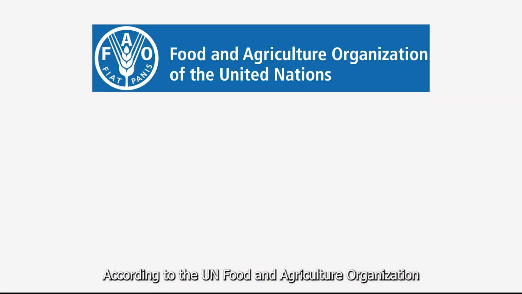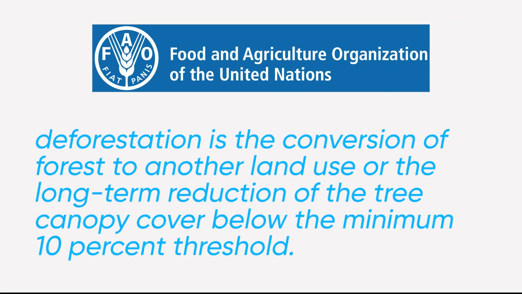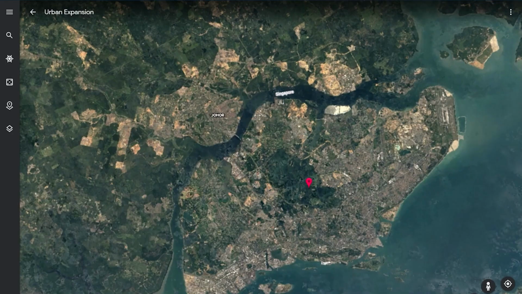According to the UN Food and Agriculture Organization, deforestation is the conversion of forest to another land use or the long-term reduction of the tree canopy cover below the minimum 10% threshold.